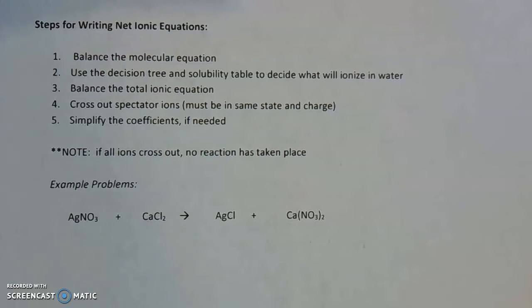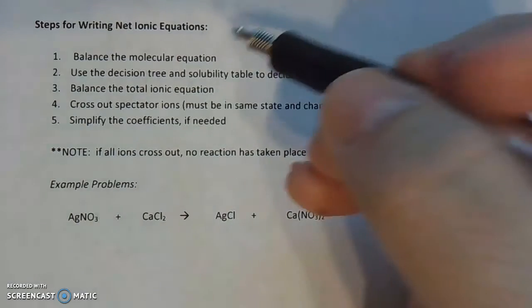This is video 3 for Unit 6, Lesson 1 in Chemistry 2. So now we have all the pieces for writing net ionic equations. The first thing that we're going to do is balance the molecular equation. Then we're going to follow these steps.